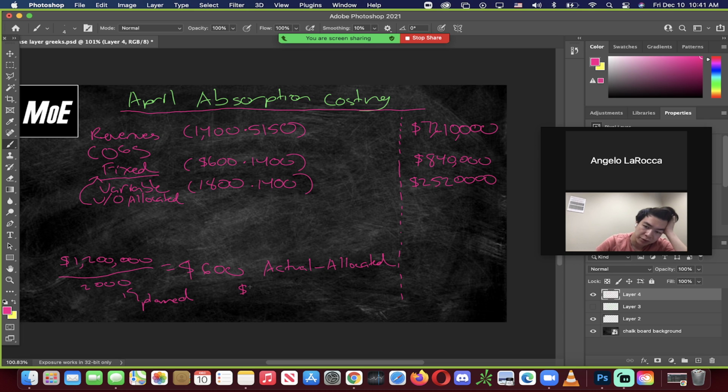And actual is the actual fixed costs. So you pull this number right here and bring it over here. And allocated is going to be 600 times 2,000. And this 2,000 is units produced. This is the only place where we use units produced. If you're using units produced anywhere else, you're doing something wrong, right? Just to point out, there's a difference between planned production and units produced. It just happened that they were the same numbers this time.